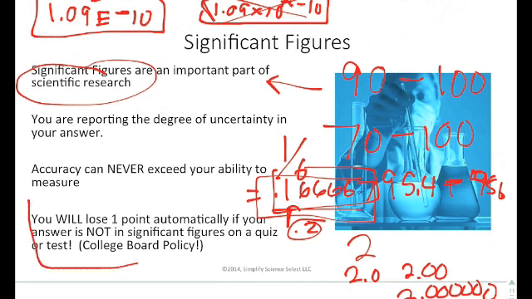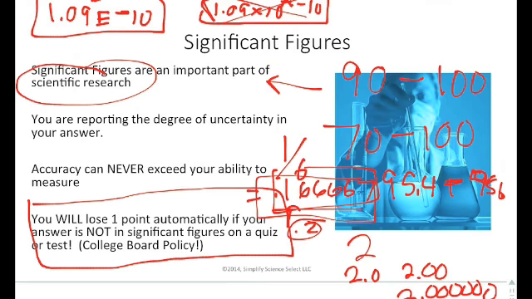More on the rules later, but this is really important right here. You will lose 1 point automatically if your answer is not in significant figures. That is not my policy. That is the College Board policy on any sort of free response question. Because of that, we're going to start to enforce that early so you start to realize these things as you move through. In addition, in the lab, whenever you report something, it needs to be reported in the correct number of significant digits.